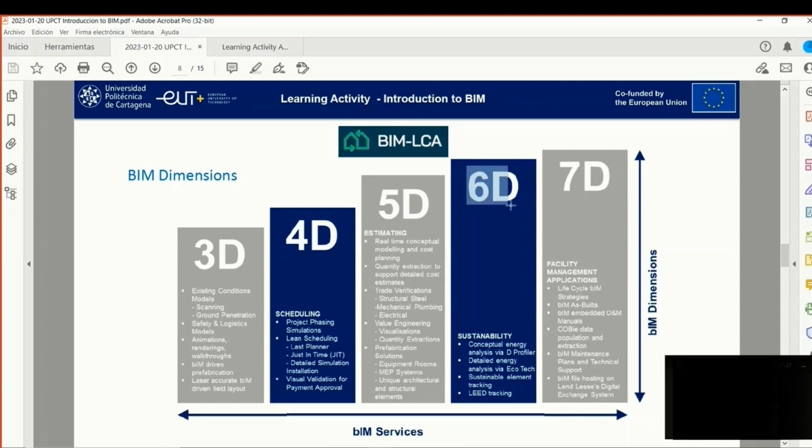We talk about the sixth dimension of BIM, that is related to sustainability, the energy analysis of the building, and also the life cycle analysis related to the environment, and also the seventh dimension. The seventh dimension of the BIM is maintenance, what we manage the use of the building after the construction.